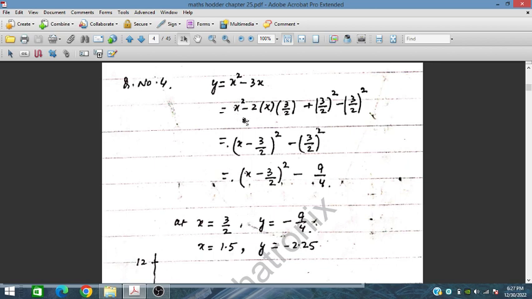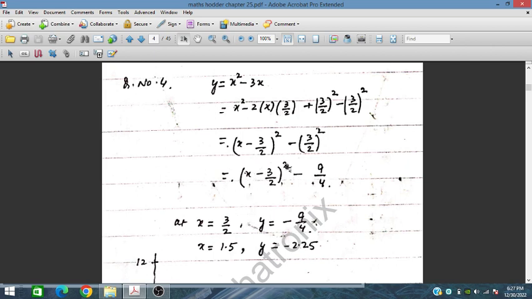From here to here it becomes a minus b whole squared. So we write a minus b whole squared minus the term left. So x minus 3 upon 2 squared minus 9 by 4. This is the standard form, and here we can see that the square term has a minimum value of 0, because it is a square, so it will never be negative. For whatever value of x, it always gives a positive value, except at x equals 3 by 2, where it will be 0.